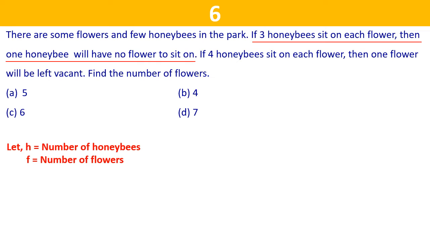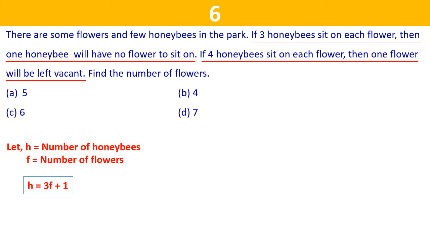It's obvious that the number of honeybees is more than the number of flowers. So we should start the equation with H is equal to 3F plus 1, as 1 honeybee is extra in the problem statement.